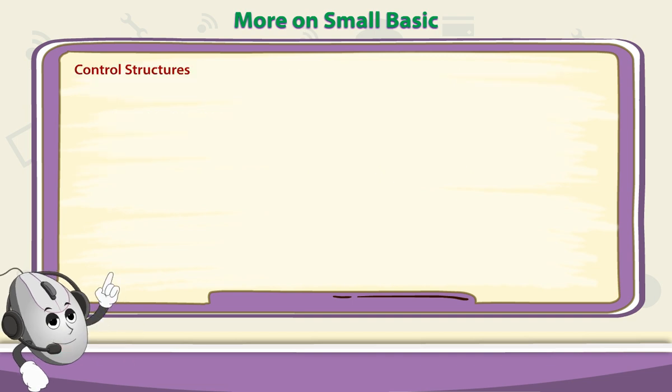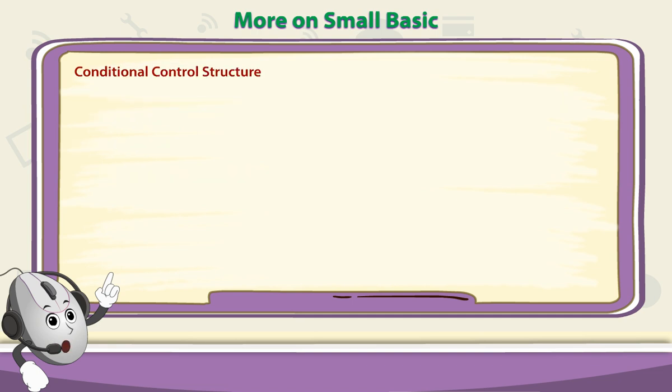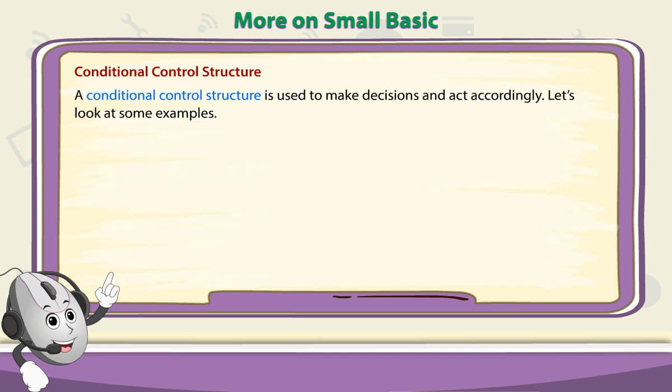Control structures. Control structures are used to control the flow of a program. A control structure is broadly categorized into two types: conditional control structure and looping control structure. Conditional control structure. A conditional control structure is used to make decisions and act accordingly. Let's look at some examples.